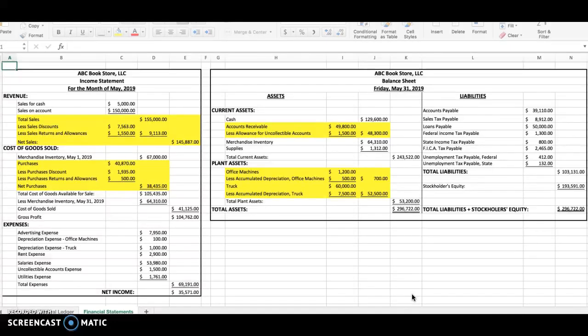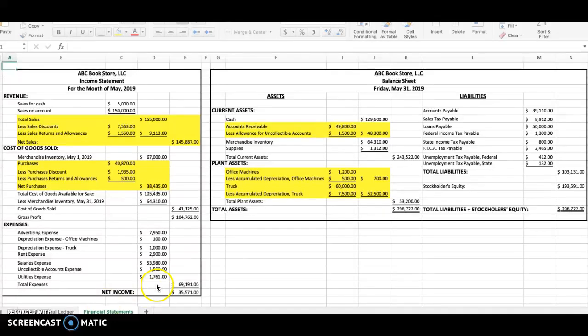The most recent problem dealt with the highlighted areas of the balance sheets that you are looking at on your screen. We looked at putting sales discounts, returns and allowances, same way with purchases discounts and returns and allowances on the income statement. And over on the balance sheet, you had to put in from the general ledger accounts receivable and the allowance for uncollectible accounts, and also the accounts that we classify as plant assets, office machines and truck in this case, and their depreciation accounts. So those we talked about quite a bit in recent topics.